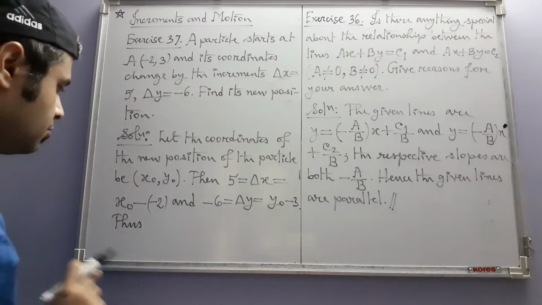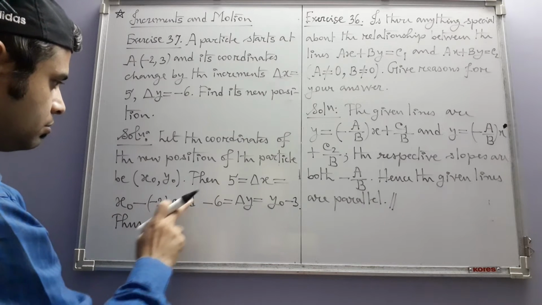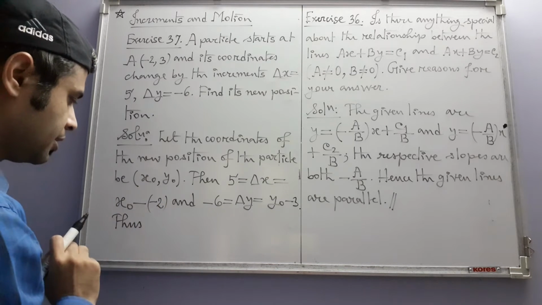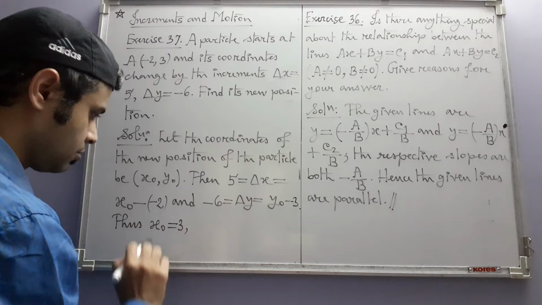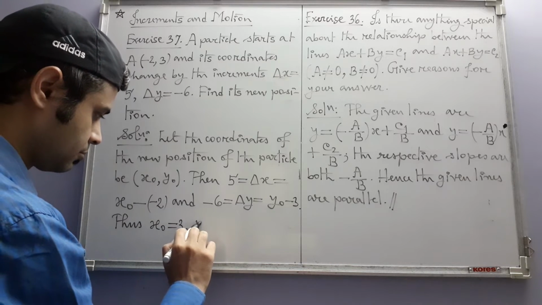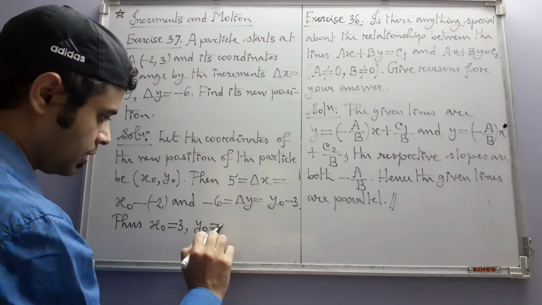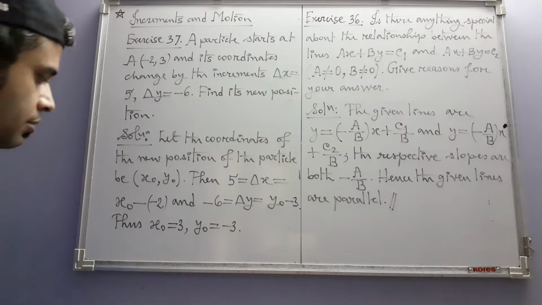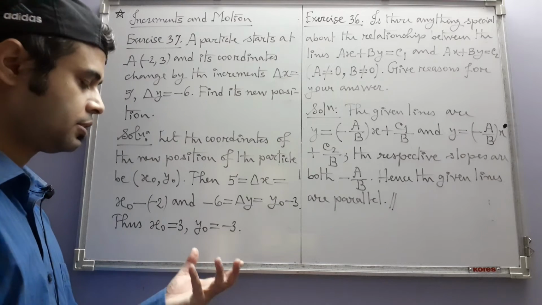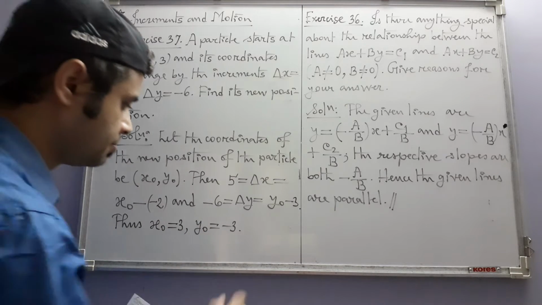From these, what do we get? X naught will be 5 minus 2, so x naught is 3 and y naught is minus 3. So the particle will be at the point whose coordinates are 3, minus 3.